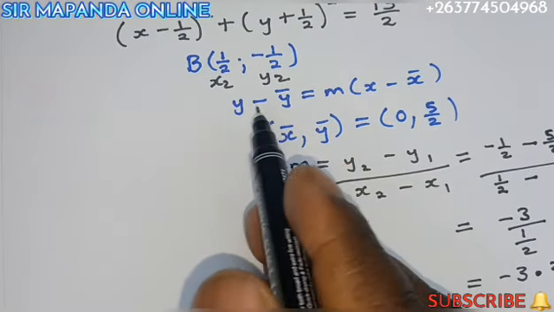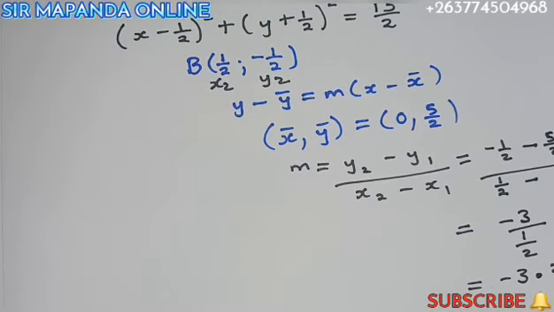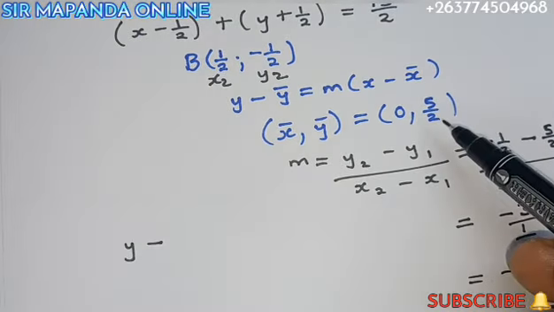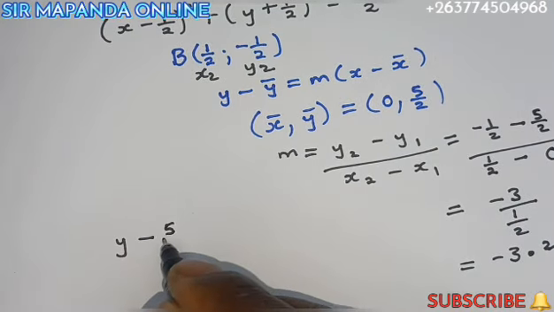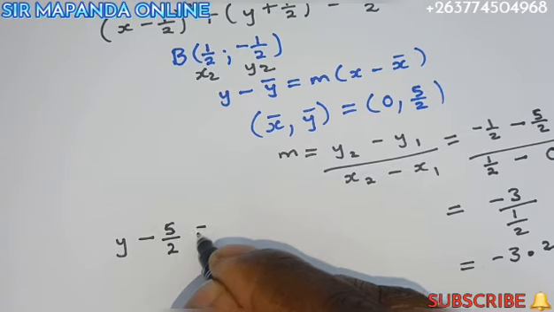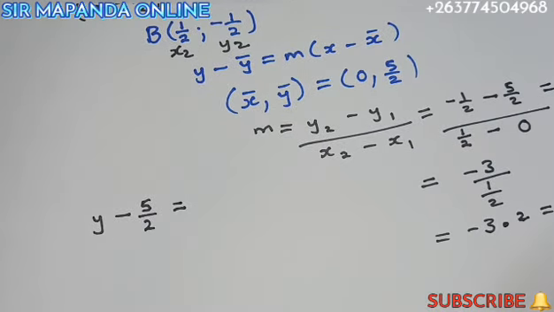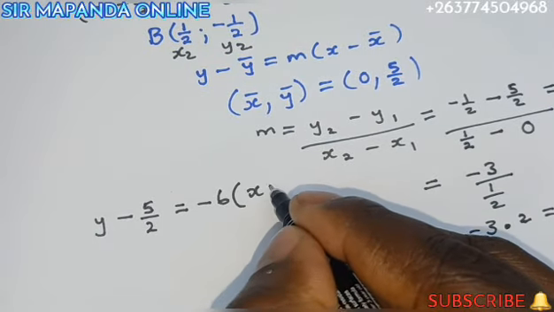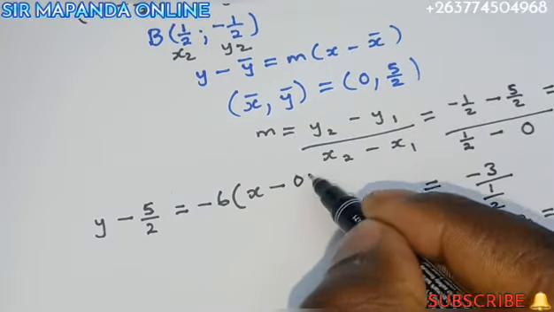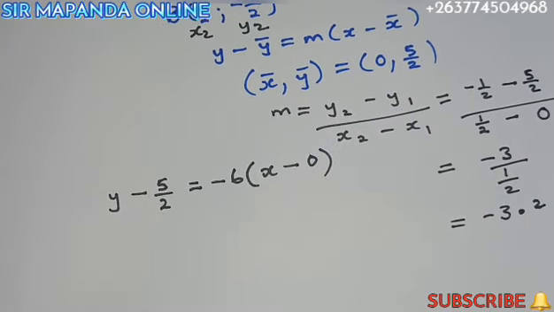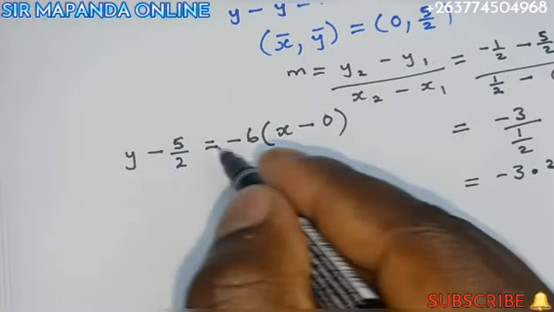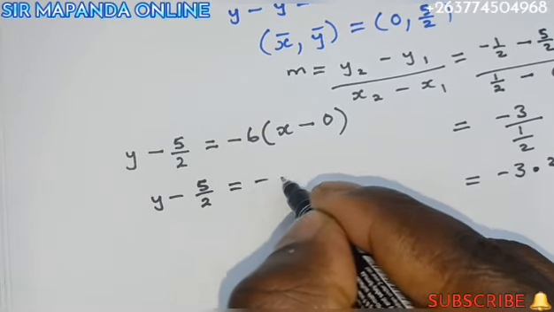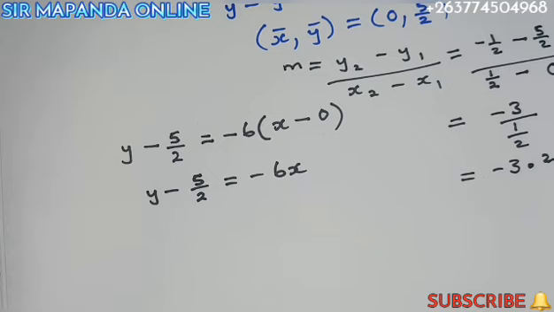in this formula, y minus bar y is equals to m, open bracket, x minus bar x. You get y minus, our bar y is being denoted by 5 over 2. So we are going to write 5 over 2 here is equals to m. M is minus 6, remember? So you put minus 6 on m, open bracket, x minus bar x, our bar x is 0, something like this. So here you are going to remove the bracket on the right side. You get y minus 5 over 2 is equals to minus 6x. Then minus 6 times 0, you get 0.